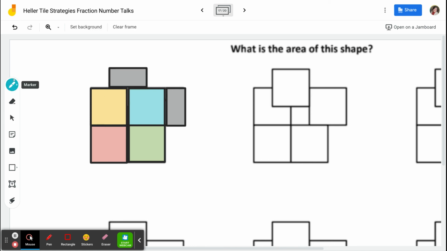So the area of this shape I have found to be 5. It is 4 plus 1 half plus 1 half. That equals 5.